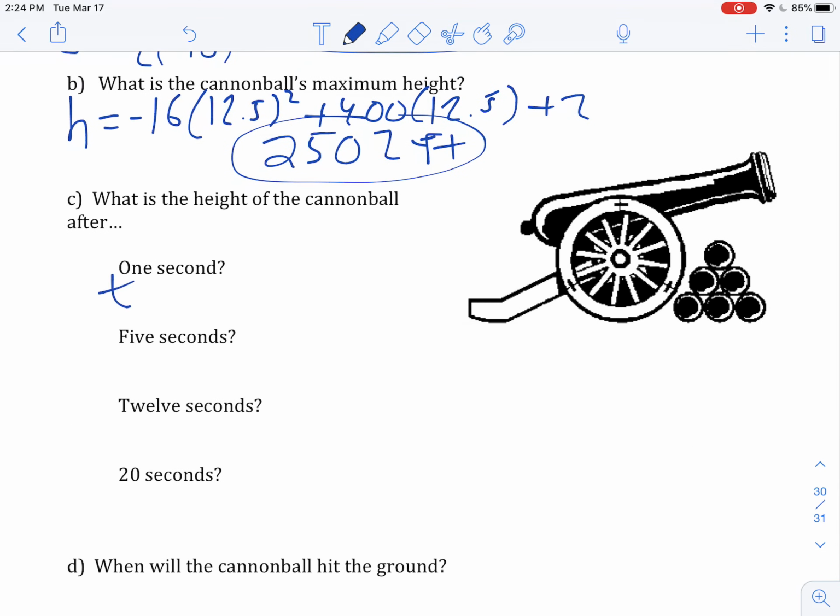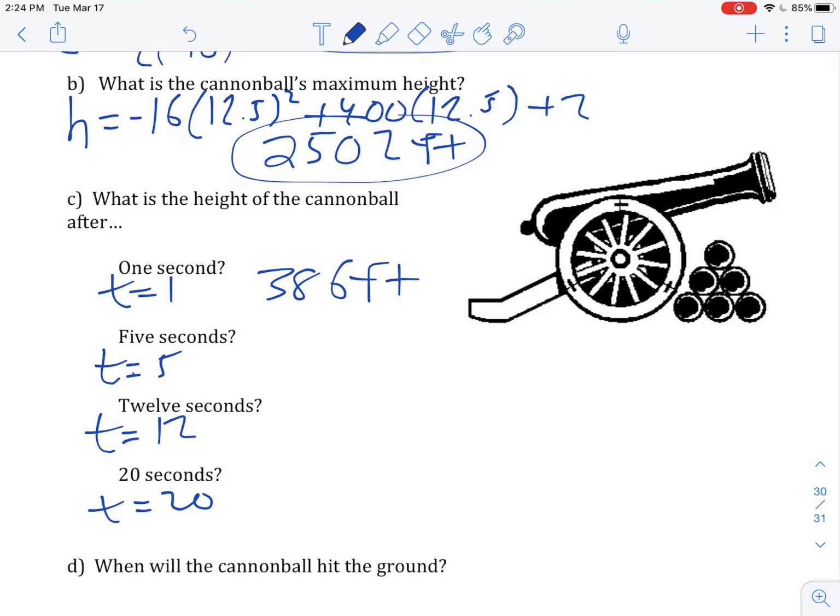Okay, for these questions, I'm plugging in t equals 1, t equals 5, t equals 12, and t equals 20. And you're more than welcome to pause and plug these numbers in yourself to make sure you're getting these answers. You don't need to write out the work here. You're just taking 1 and plugging it in, just like we did the 12.5. 1 second was 386 feet. All these answers should be less than 2,502. 5 seconds is 1,602 feet. That's on the way up.